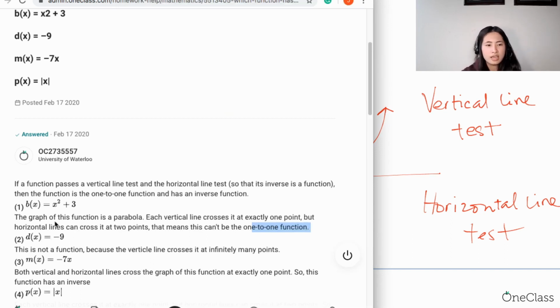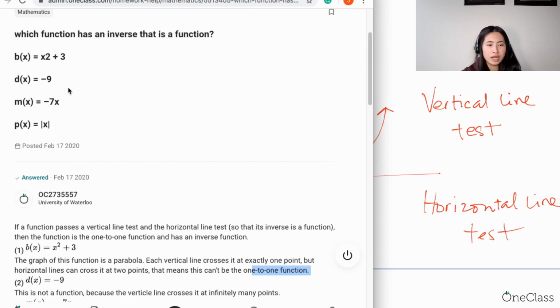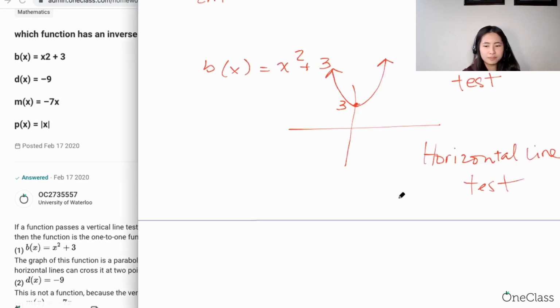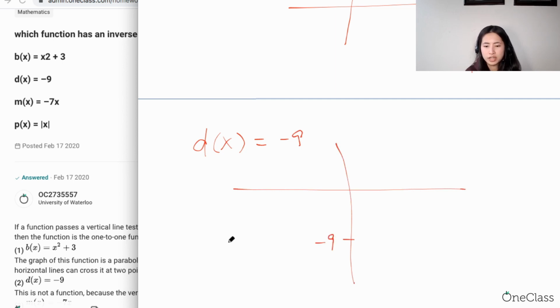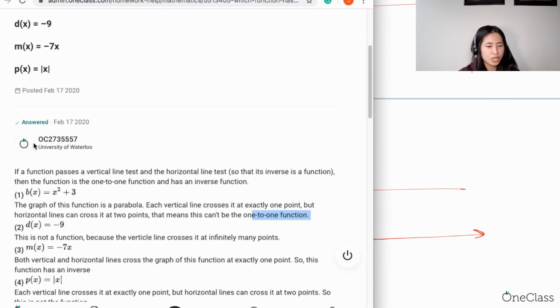Okay, so as you can see, d of x is basically negative 9 because it's a constant. I mean, it's not really a function of x, it's just literally y is equal to negative 9. It's a horizontal line. So negative 9 over here. So this is how your line looks. It's not a function. Therefore, you can't really have any inverse function if it's not a function to begin with.